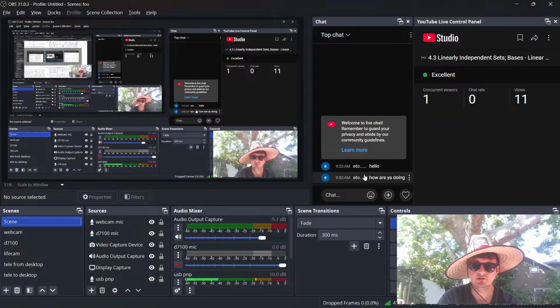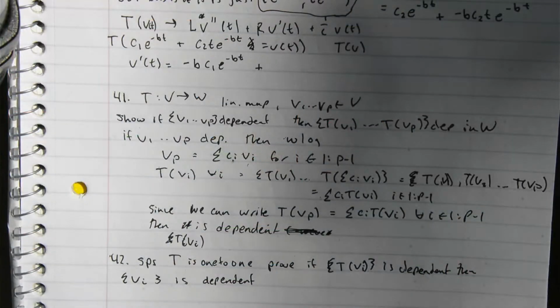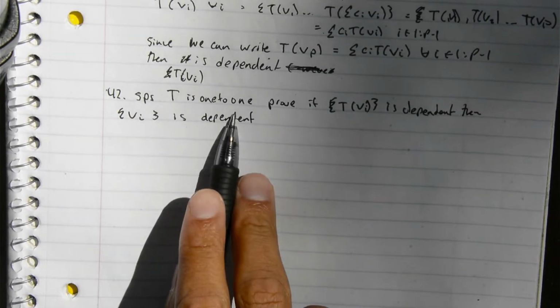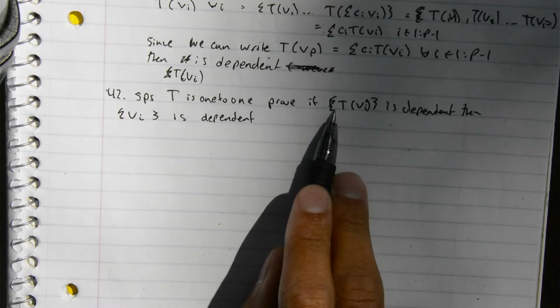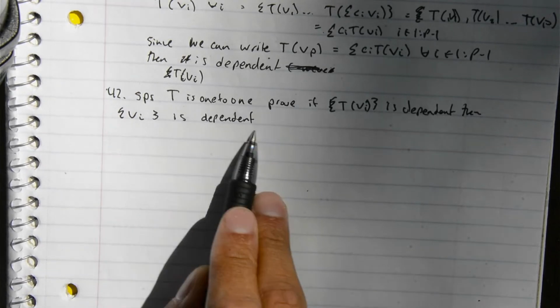All right. Time to get proven. All right, so suppose T is 1-to-1. Prove that if the set of vectors T of Vi is dependent, then the set Vi is dependent.